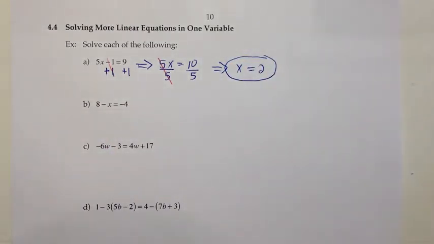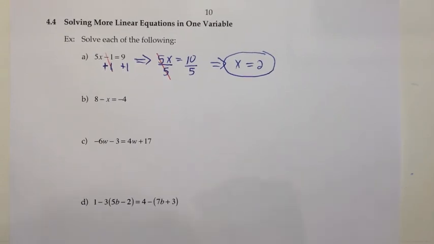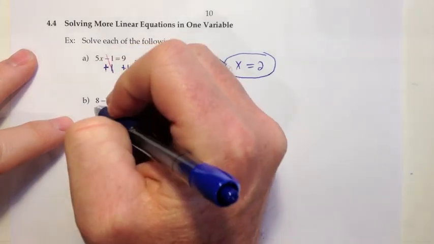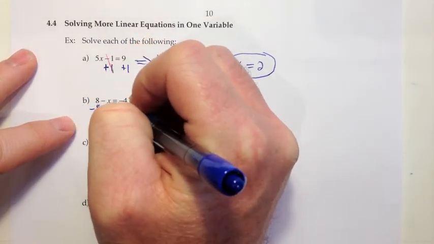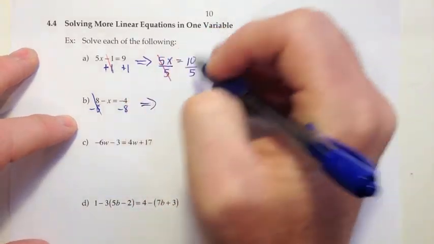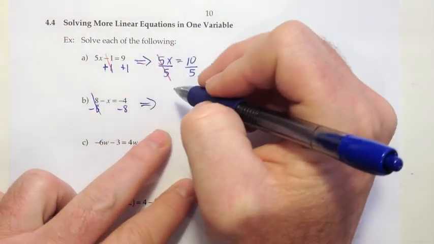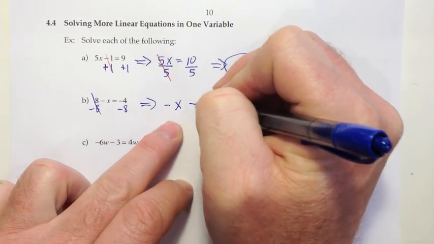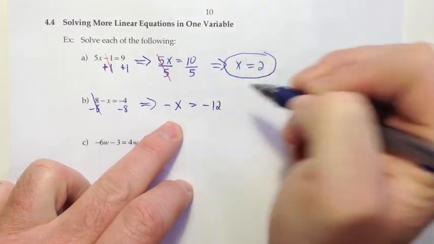Alright, let's look at another one, just following that same pattern. I'm trying to get this x by itself. First thing we're going to do is try and get rid of this 8. So we subtract 8 from both sides. These 8's cancel out. On the other side, well, let's see, sticking with the left, after the 8's cancel, we still have a negative x. And then on the right hand side, we have negative 12.